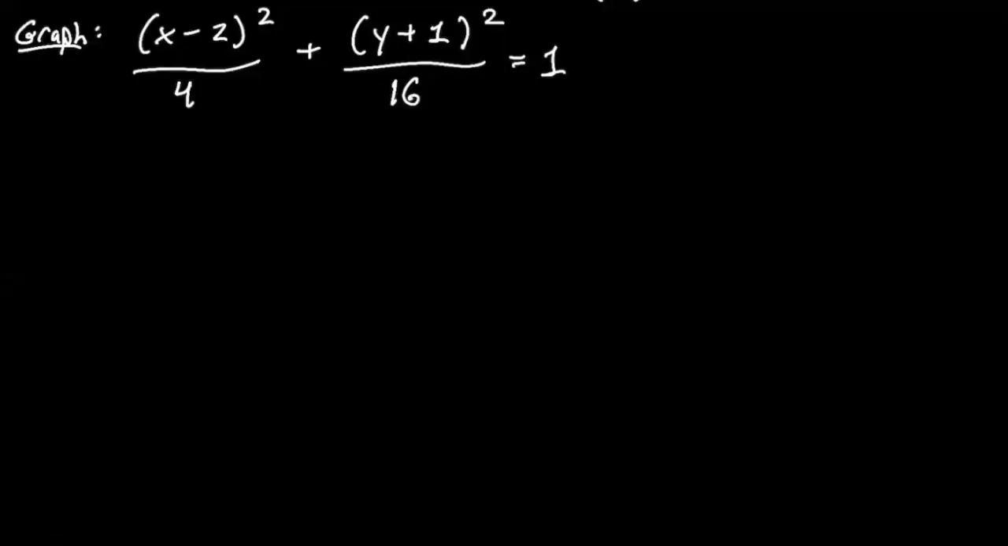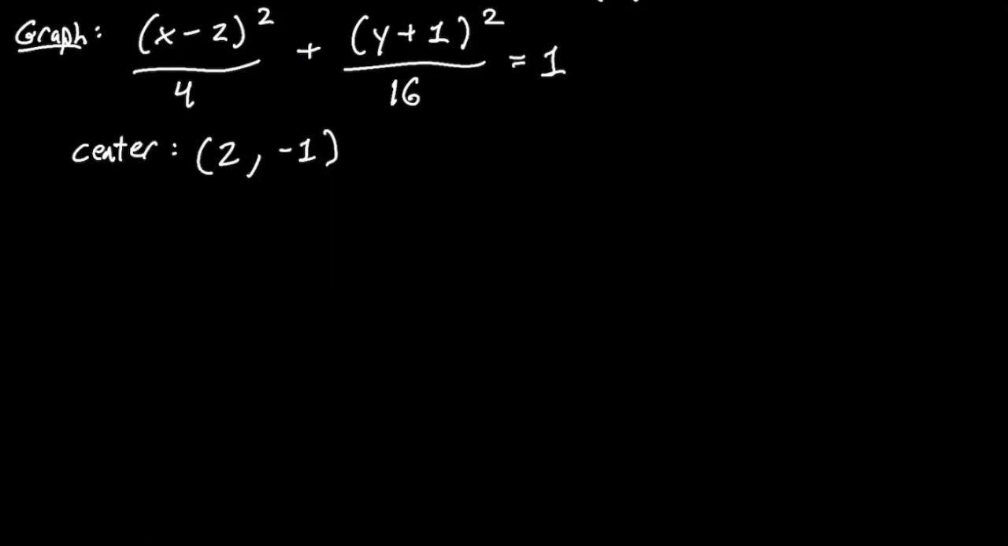Okay, so an example of how we can use this information is we might be asked to graph an equation of an ellipse. So right away, what we can do is identify the center. We know that the h value of the center is x minus h. So in this case, x minus 2 means that 2 is our h value. The y value is going to be y minus k. And because we're adding 1, that's the same as y minus negative 1. So negative 1 is our y value for our center.